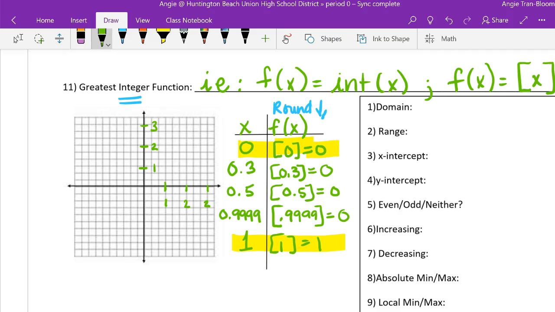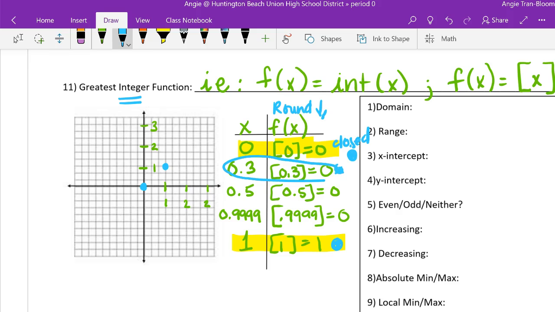So now the spots that we didn't round, these are the ones that you're going to have as a closed circle. So I'm going to put a closed circle right there when x is 0, y is 0. Now when x is 1, that's another closed circle, so 1, 1. Well, what does that mean? Check this out.